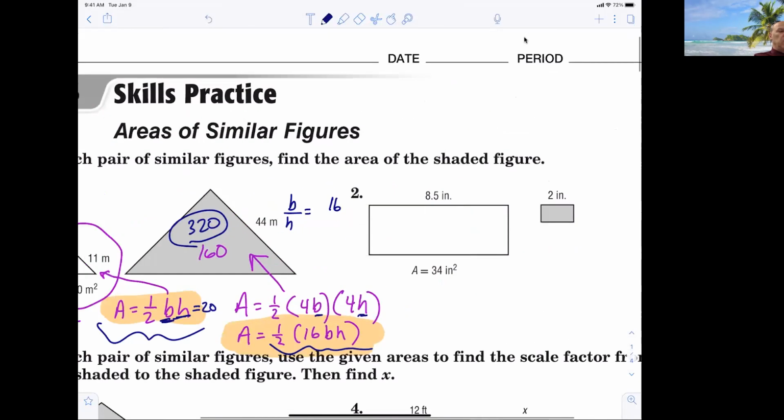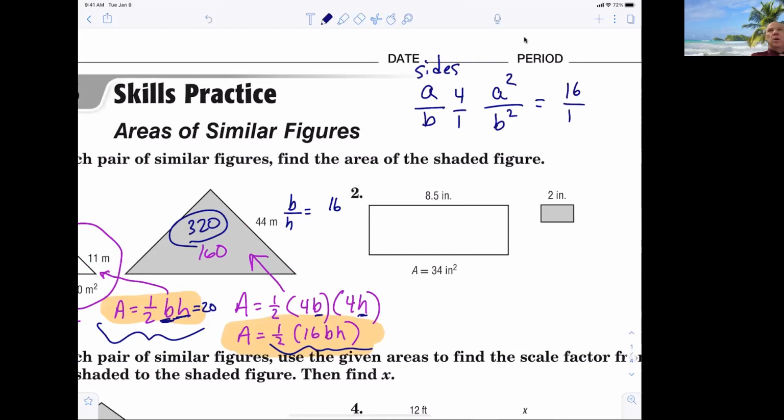Now, another way to think of it is this. If the ratio is A to B, right? This is the ratio of the sides. Then the ratio of the areas is going to be A squared to B squared. Now, what does that mean? The ratio of the sides is 4 to 1, correct? Now, look what happens. Square 4, square 1, 16 to 1, right? That means that the areas are 16 times greater. Is everybody with me on that?